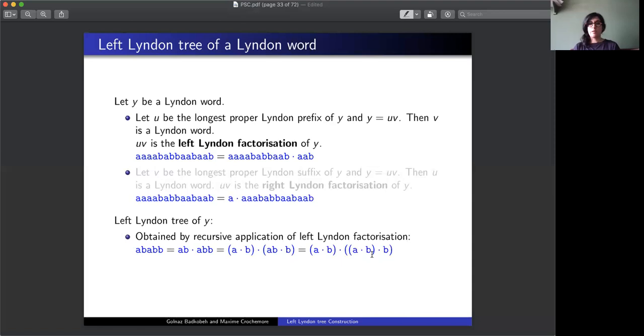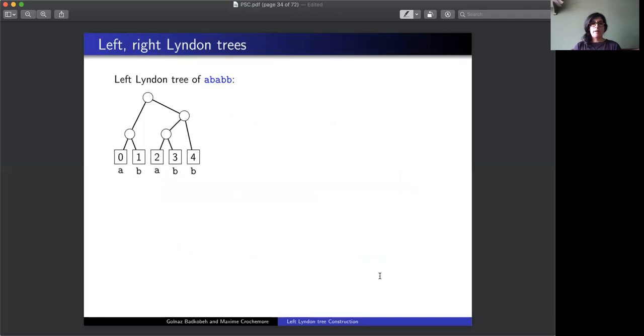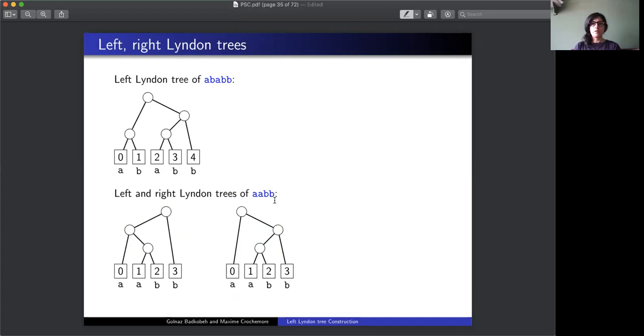Okay, so you can see that this forms a tree, and it looks like this. In this case, the left Lyndon tree of AB, ABB, and the right Lyndon tree, they converge. But we can see that for this example, which I believe is the shortest binary word whose right and left Lyndon trees don't converge, we get these two different trees.